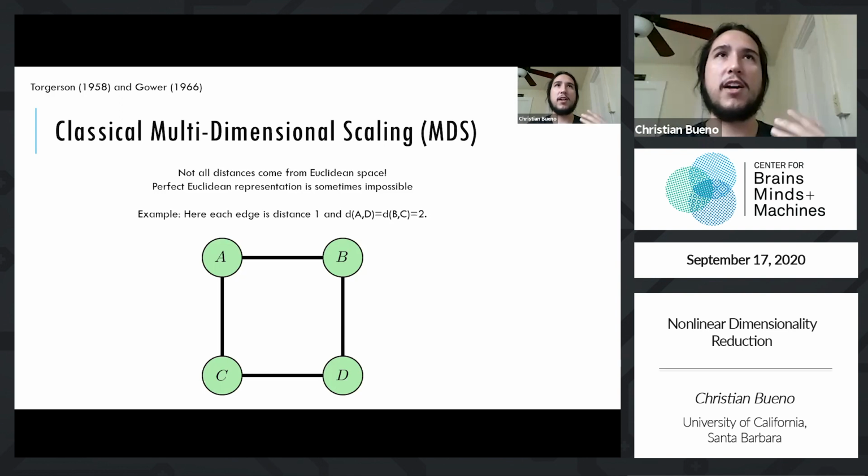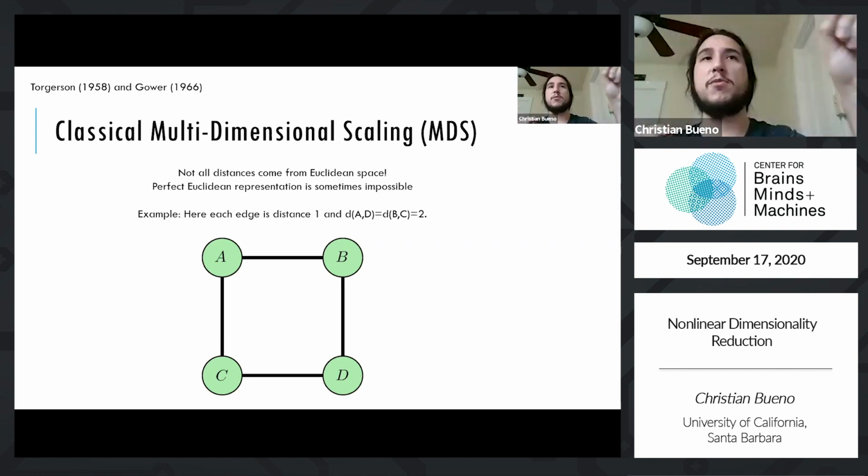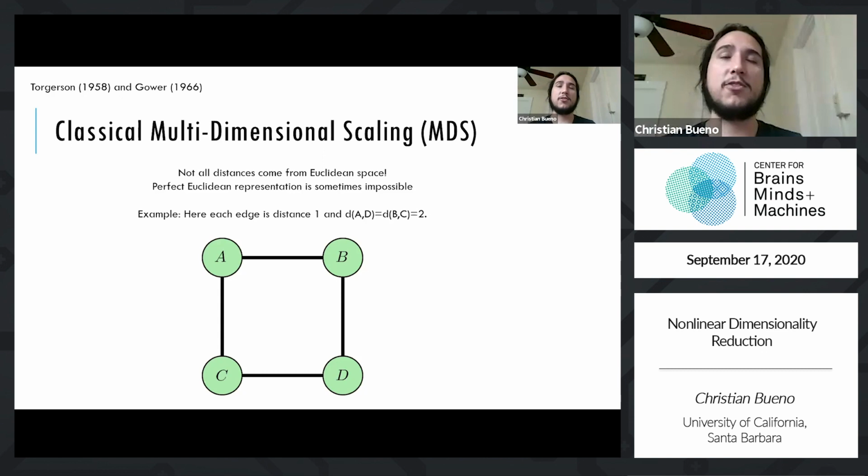But there is an issue: not all data is going to come from Euclidean space. So basically, this example should sum it up. If we just look at this graph, right, we have 4 vertices, 4 edges. Each edge counts as a distance 1, which makes opposite vertices a distance 2 apart, because they have to walk, for example, from A to B and then B to D. And so this cannot be realized in Euclidean space while preserving those distances exactly.